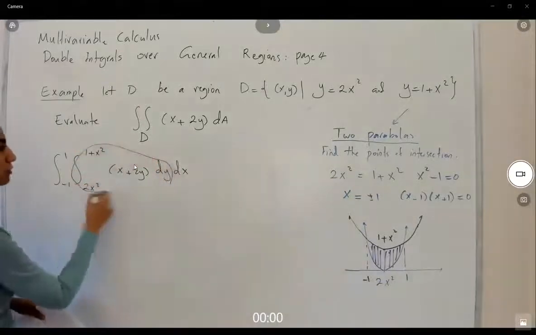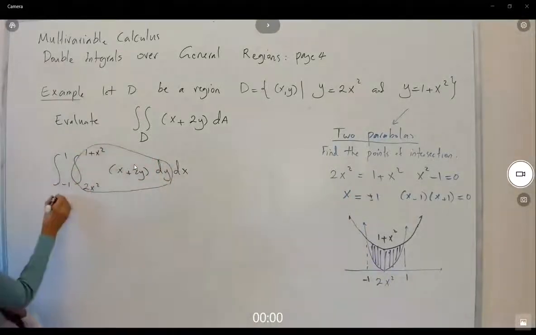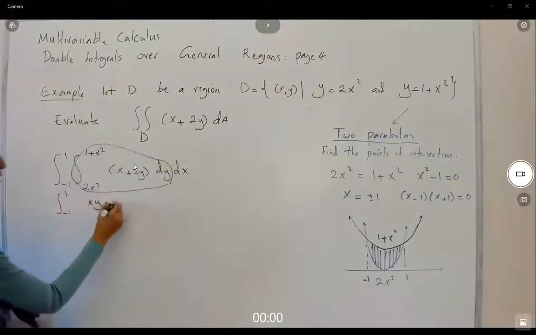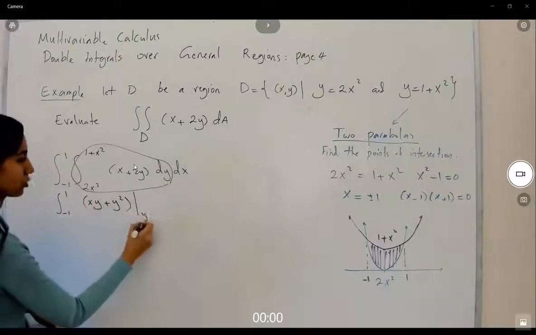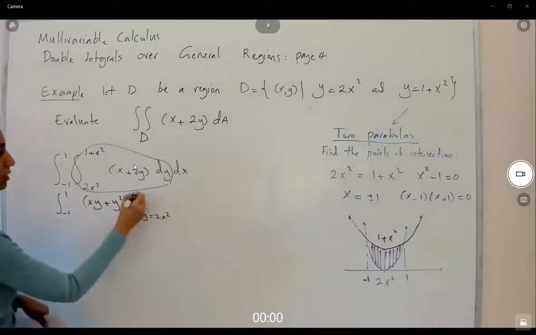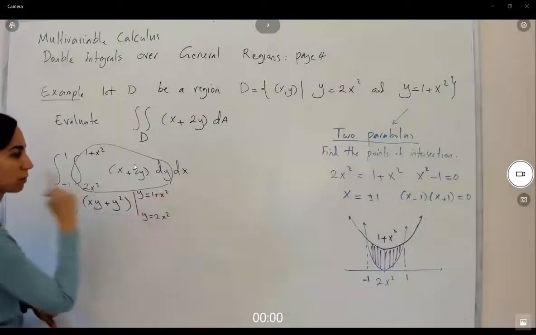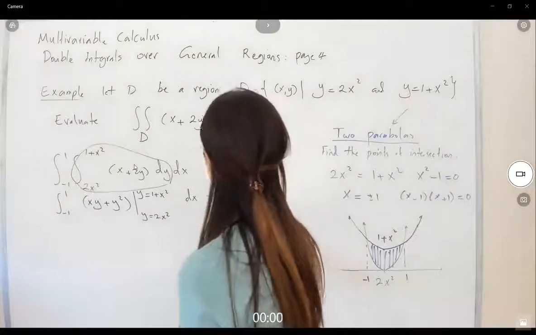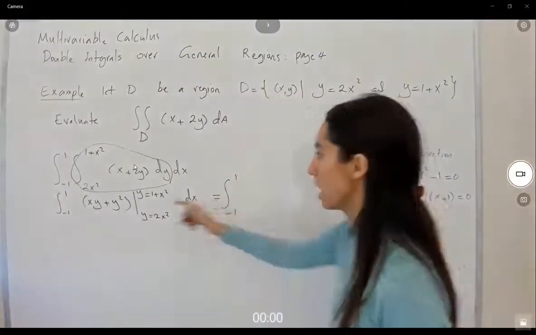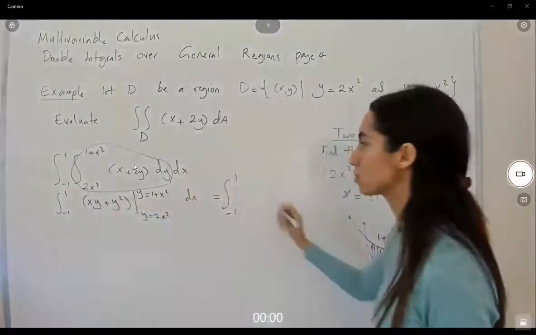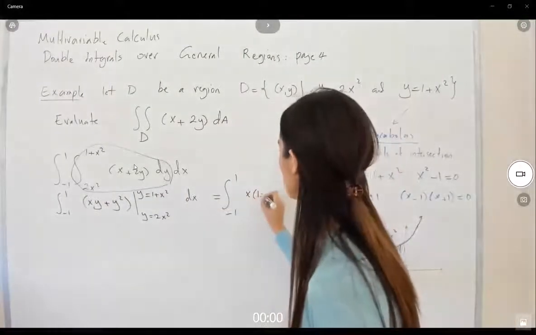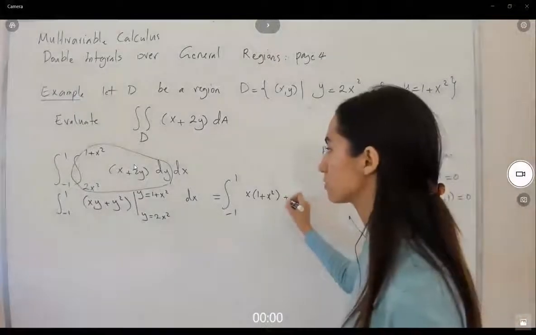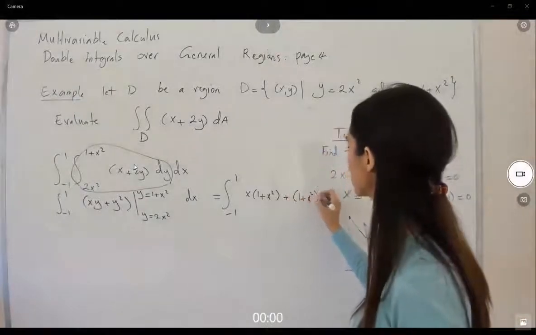So taking the integral with respect to y first, here you have the integral from -1 to 1, you get xy plus y squared, and y ranges between 2x squared and 1 plus x squared. Then we take the integral with respect to x. So here you have the integral from -1 to 1, and if you plug in 1 plus x squared, you get x times 1 plus x squared. Then here we have plus y squared, 1 plus x squared raised to the second power.